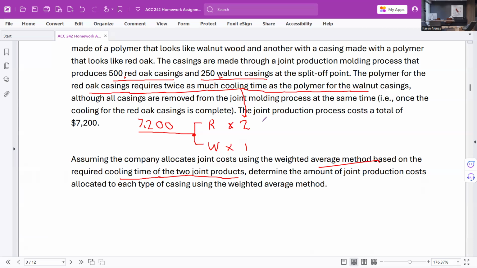So all we're going to do is set this up so that we use the 2 and the 1 as the weights for those two products. So let me see if I can, again, copy this in, given this joint process, and we'll get this set up.